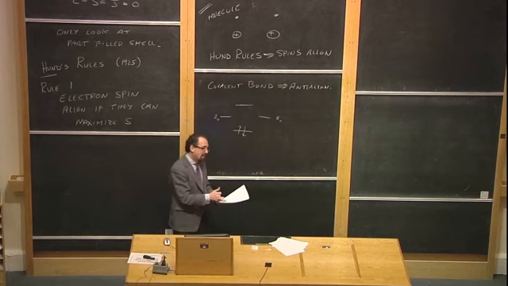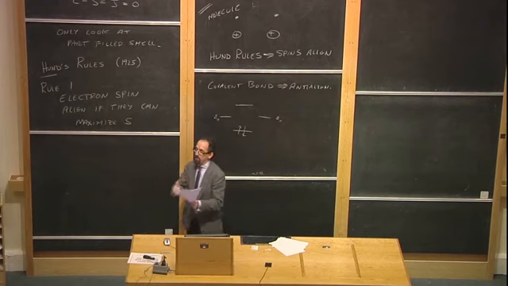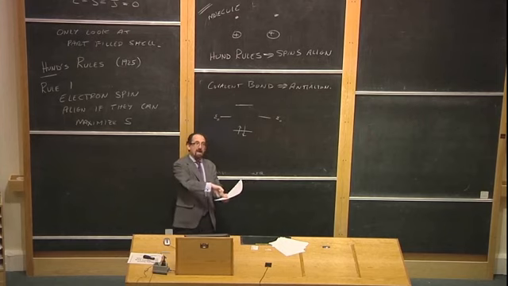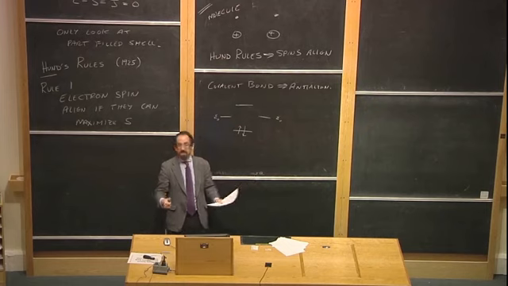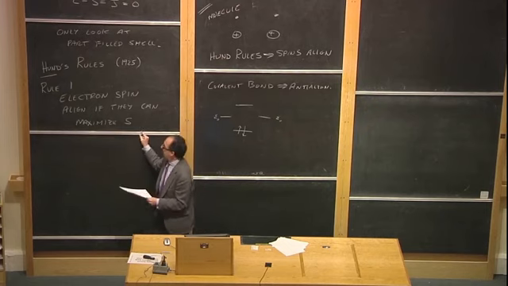If you have a shell that's less than half filled, you can put all of the electrons pointing the same direction. When you get to half filled, you have to start putting electrons in the opposite direction because you've filled all the states with all the electrons in the same direction. But to the extent that they can, the electrons will always try to align.